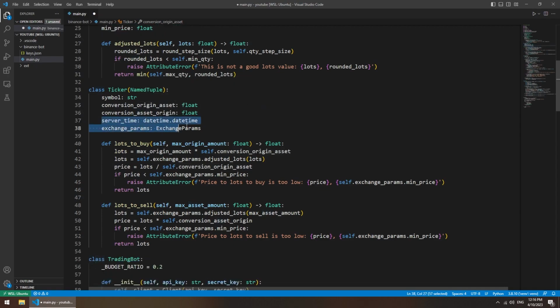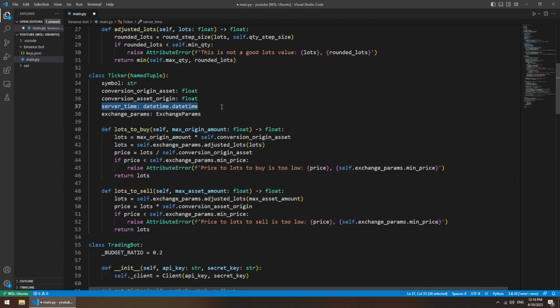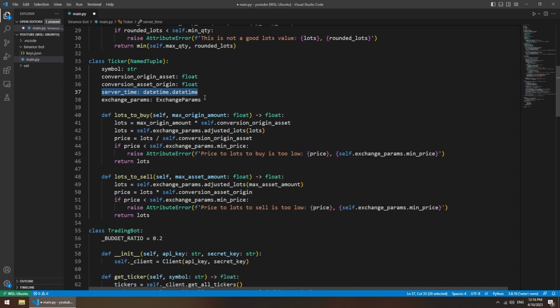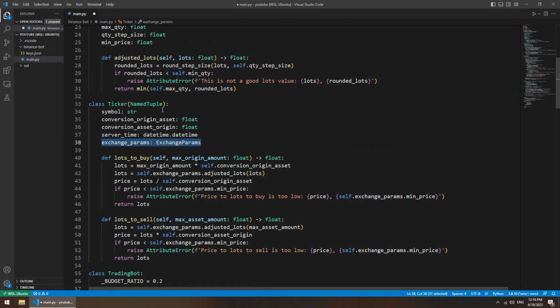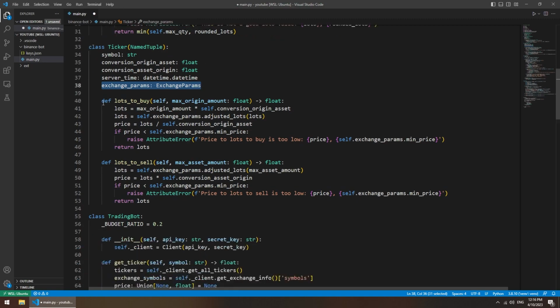Then we have the server time. We might use it in the next episode. So this is the time that we got the actual ticker. And of course the exchange params, which are the rules of the exchange to trade this symbol. Then we define 2 functions, which are lots to buy and lots to sell. And that's with a given budget.